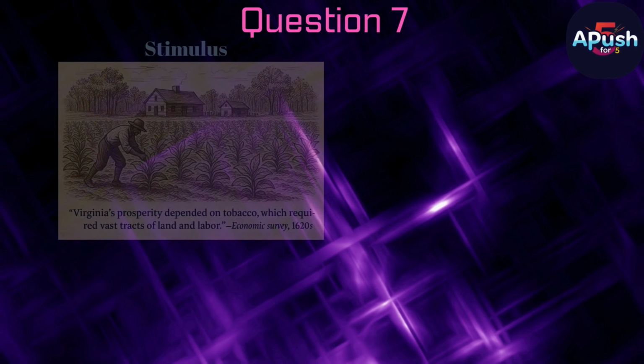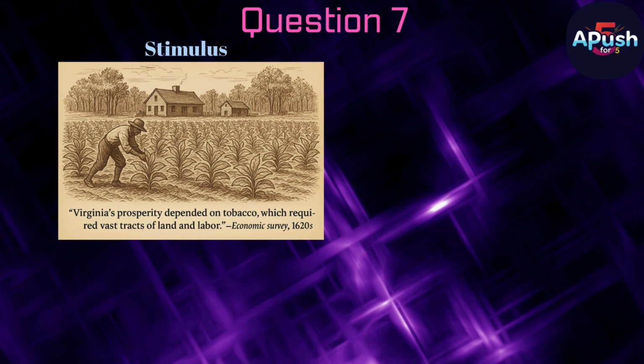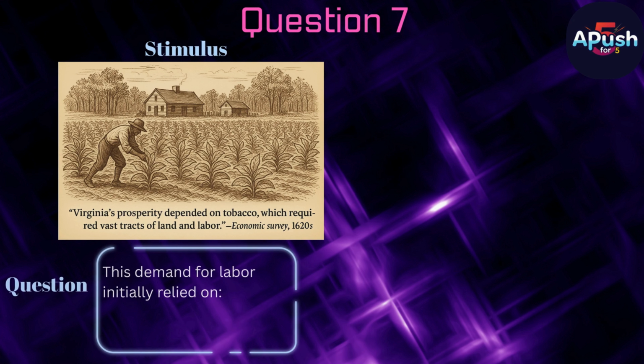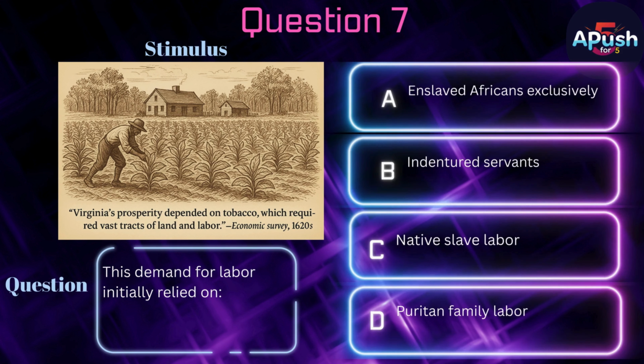Question 7. Stimulus. See the image. Question. This demand for labor initially relied on: A. Enslaved Africans exclusively, B. Indentured servants, C. Native slave labor, D. Puritan family labor.